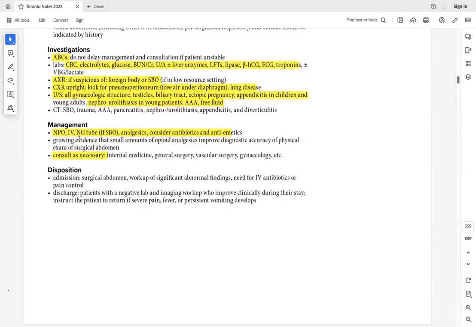NPO, IV, NG tube, analgesics, antibiotics, antiemetics. Depending on whether the patient is presenting with nausea, vomiting, we have to give antiemetics. Okay, and then surgical consultation. This is only for an emergency department. The patient is presenting with abdominal pain.